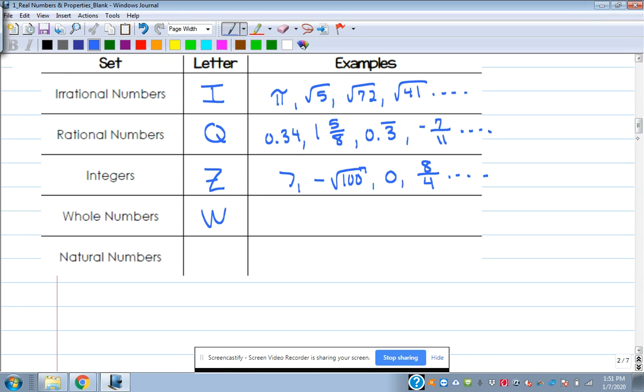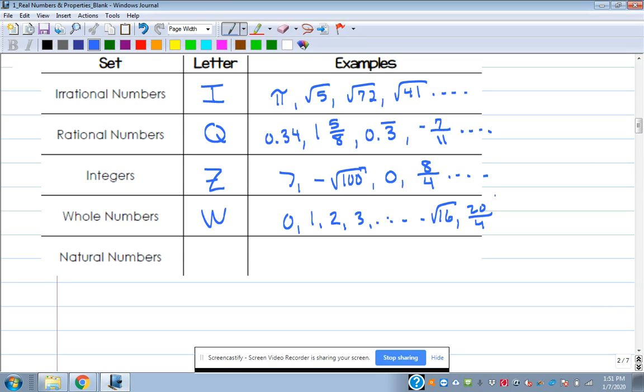So the whole numbers are going to have the positive side of the integers and 0. So 0, 1, 2, 3, etc. Keep going. And you could have square root of 16, 20 over 4. Those are also whole numbers. They're also integers.